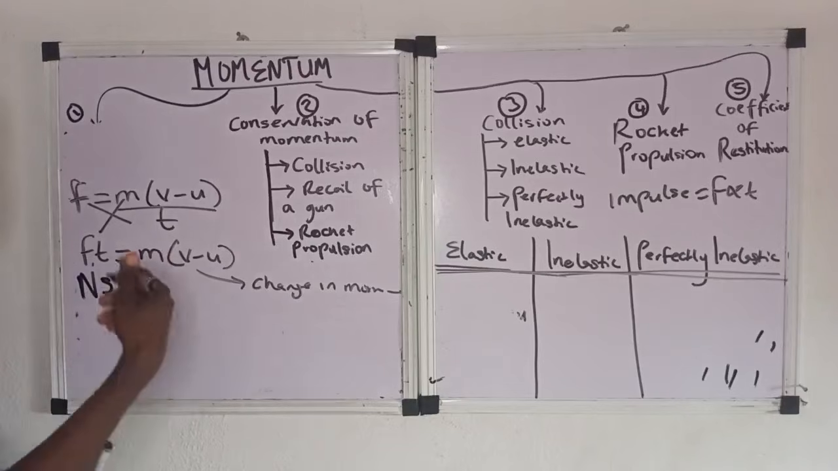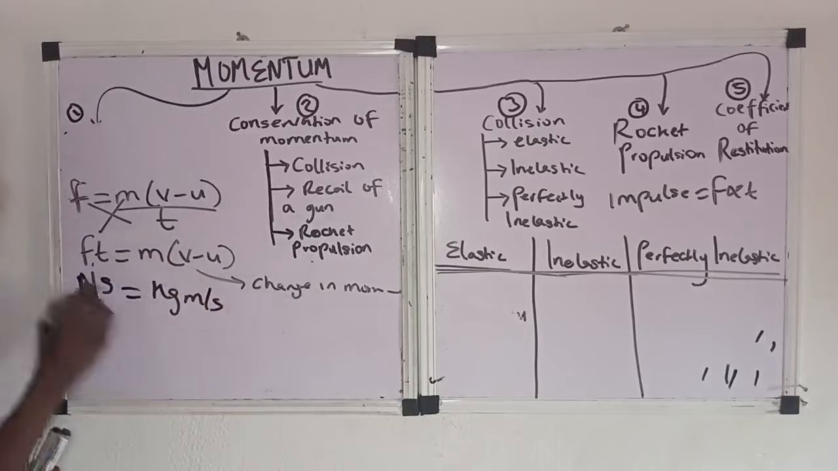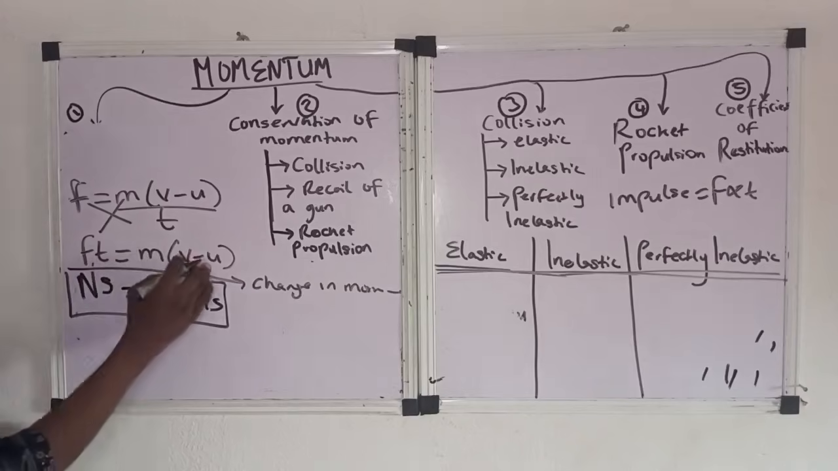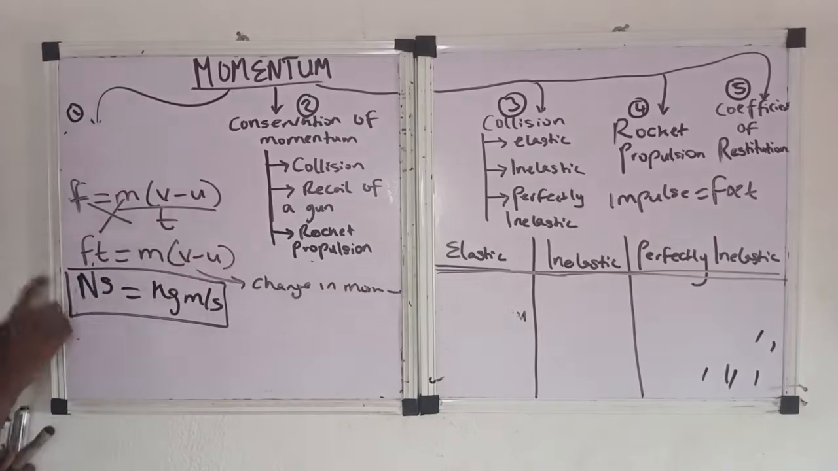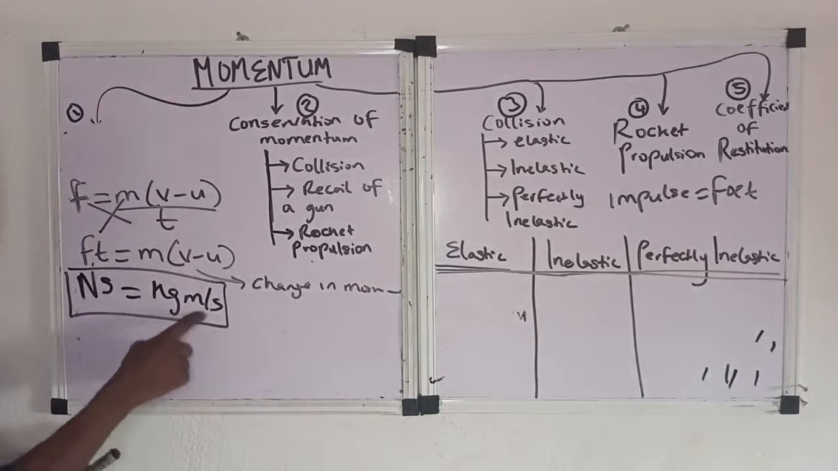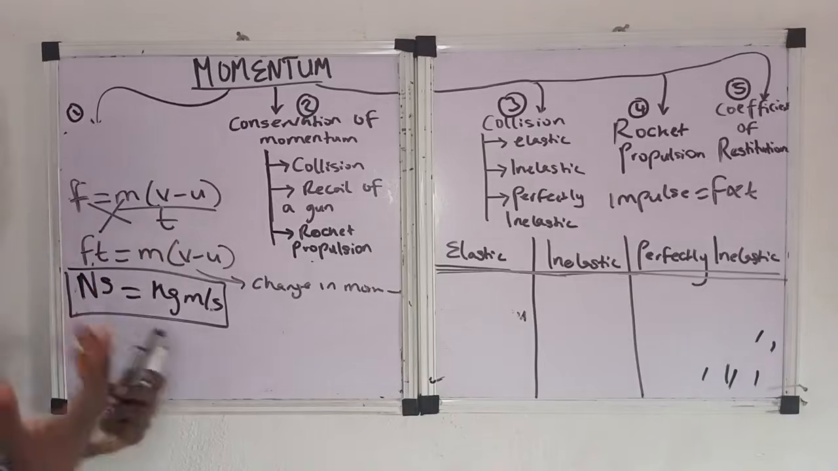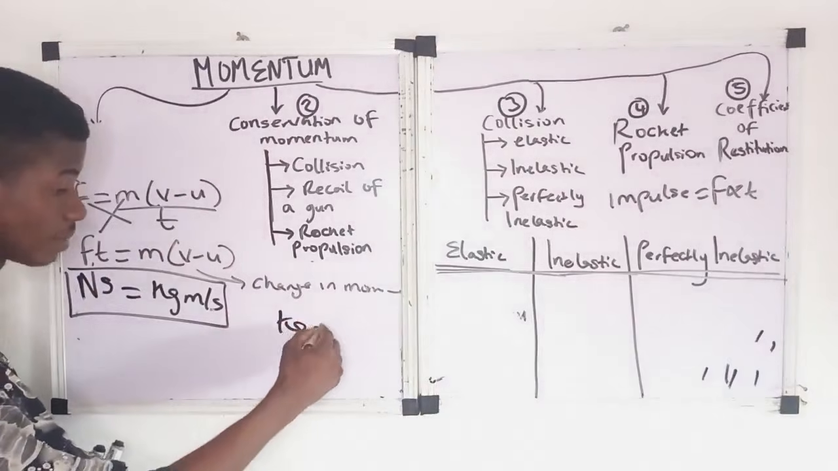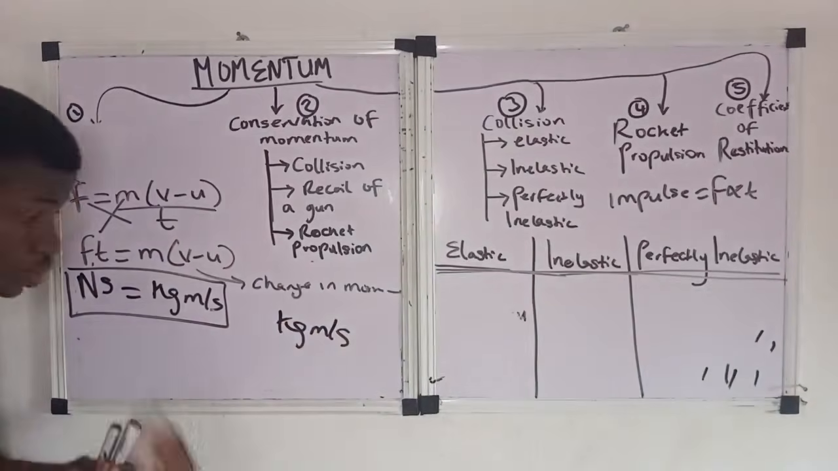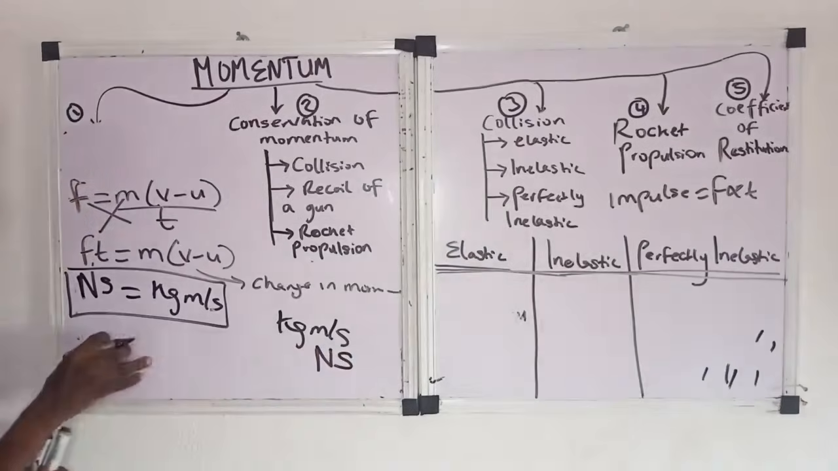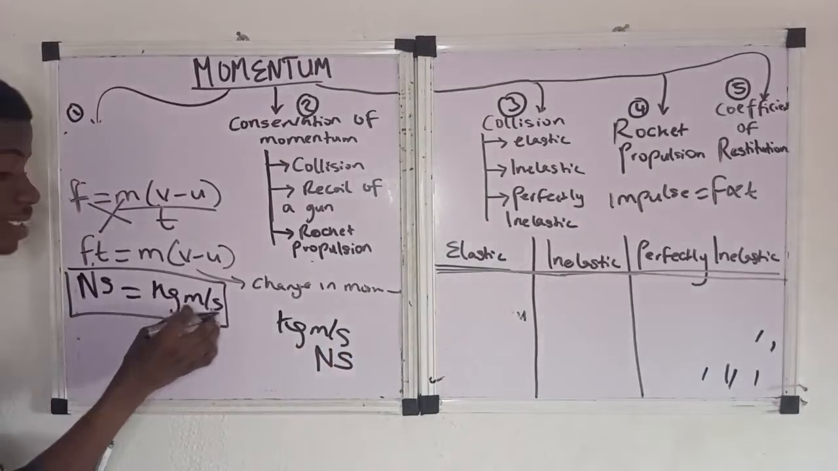Remember, the SI unit for momentum is kg meter per second. So that tells you that impulse equals change in momentum, and Newton seconds is equal to kg meter per second. Therefore, if they ask you for the SI unit of momentum, you will say it is kg meter per second. Also, the SI unit of momentum can be Newton seconds, because Newton seconds equals kg meter per second.